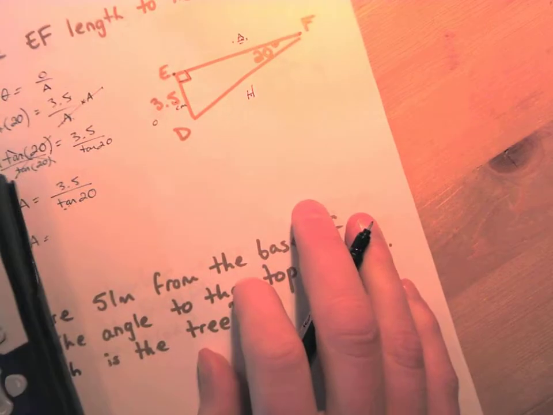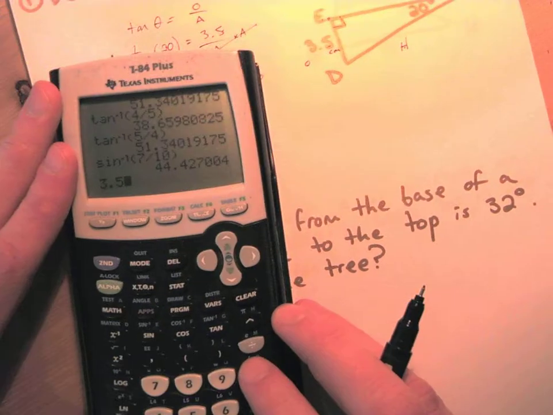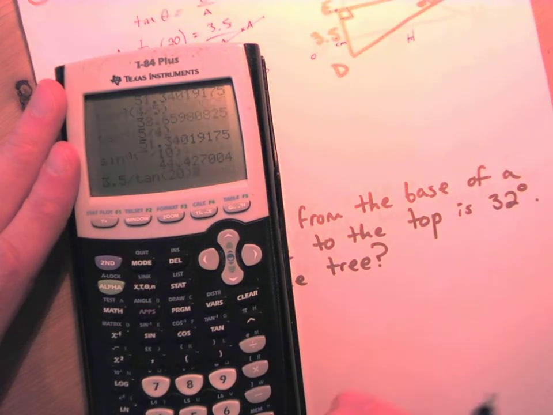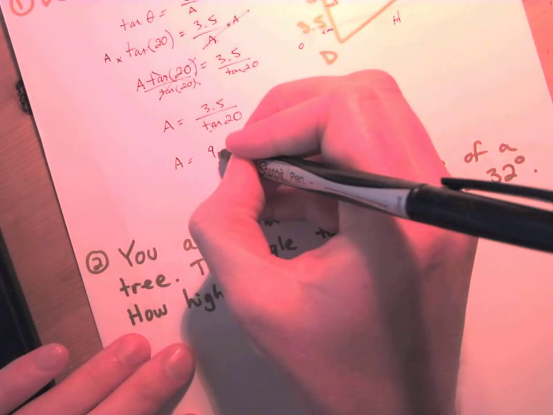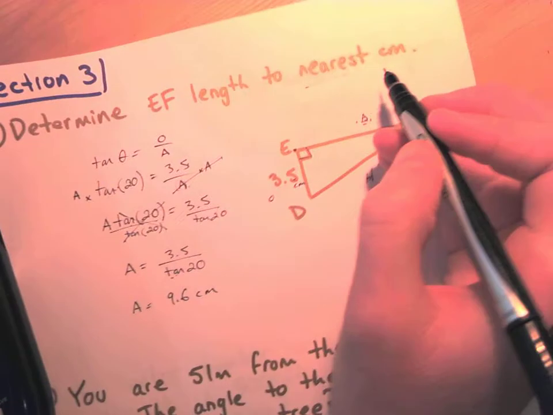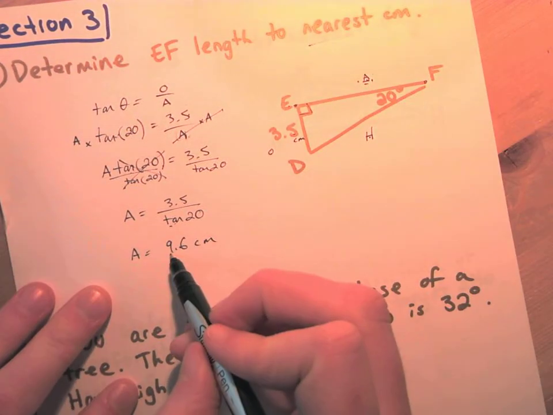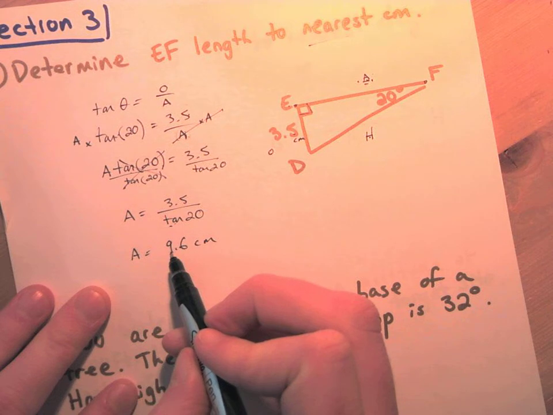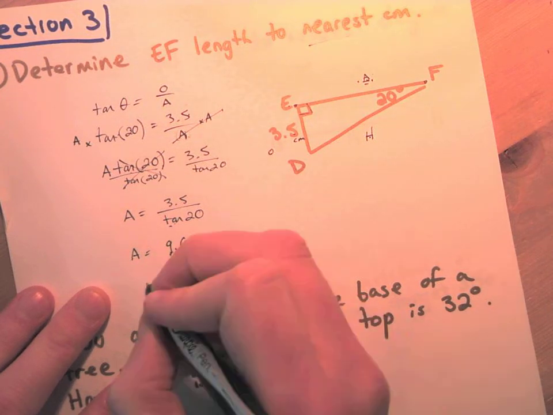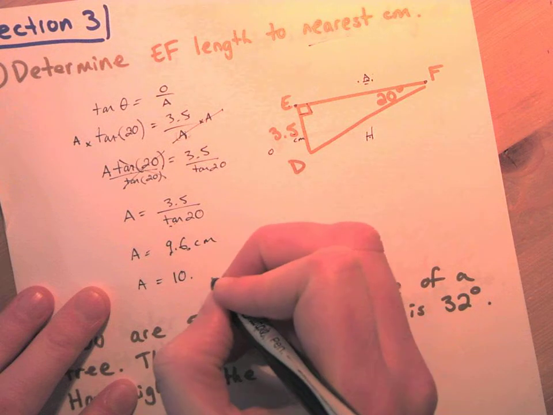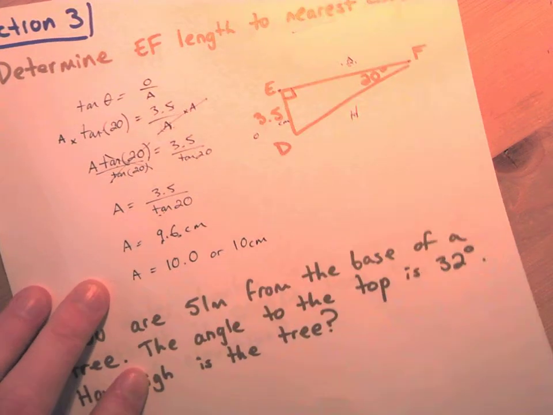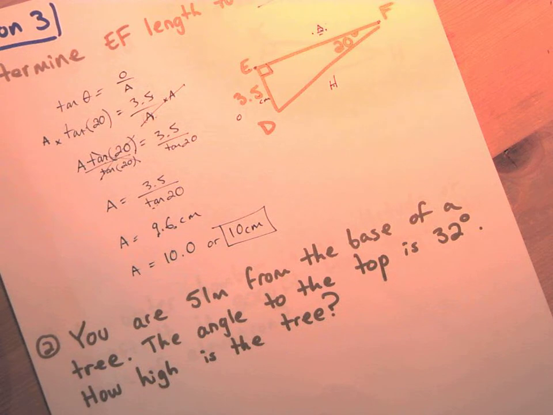Alright, let's type it in our calculator. 3.5 divided by tan 20. And we get 9.6. So 9.6 centimeters, and it wants it to the nearest centimeter, it said at the beginning. So you look there, and then you look one more just to see if you have to round, and we do, because that's above 5. So let's round. A is going to be 10.0, or just 10 centimeters. That's to the nearest centimeter.